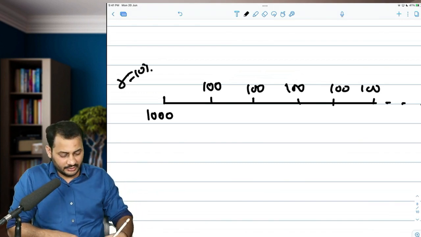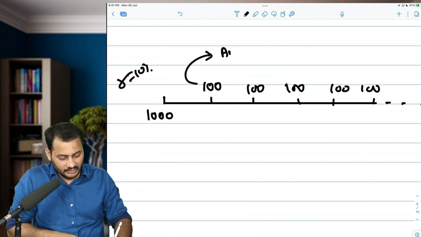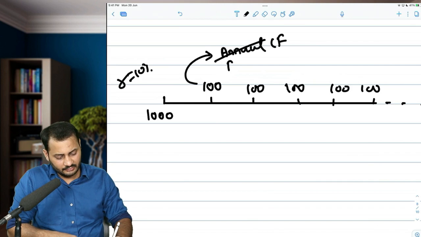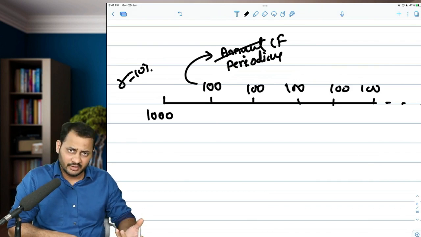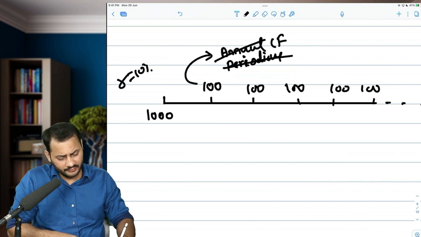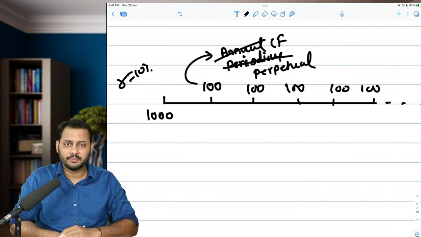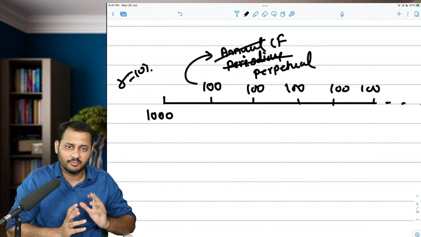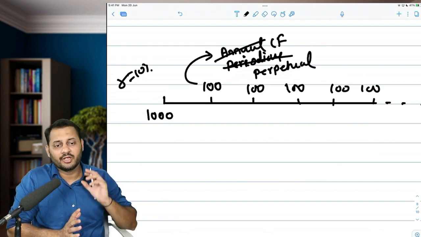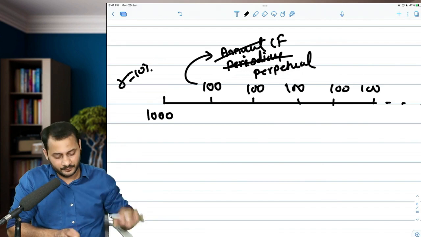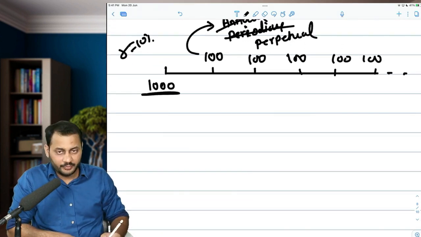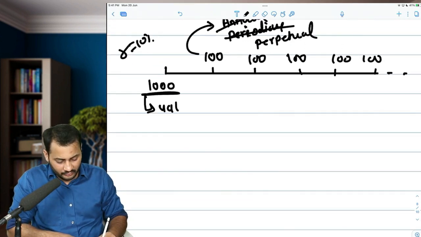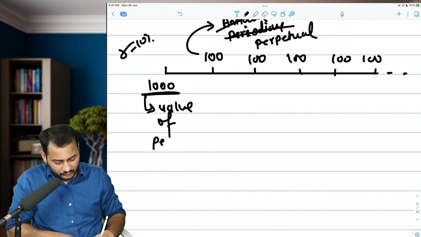Now please understand, this 100 is called annual cash flows, or periodical cash flows, because it can be paid half yearly also. In other words, it's better to call it perpetual cash flow. The word perpetual itself means this cash flow is going to continue for years to come. This 1000 rupees invested today is called the value of perpetuity.